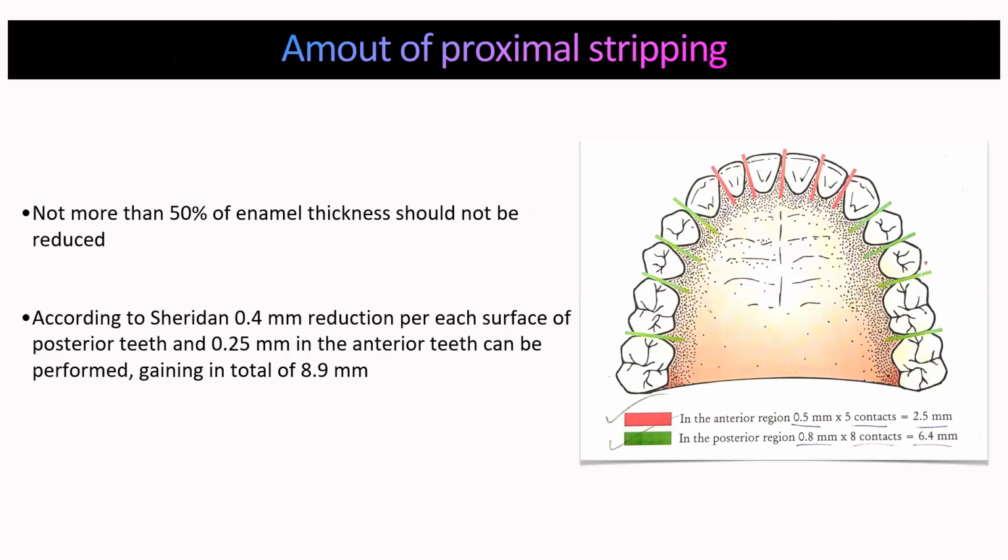So regarding the amount of proximal stripping, not more than 50% of the enamel thickness should be reduced. So according to Sheridan, 0.4 mm reduction per each surface of posterior teeth and 0.25 mm in anterior teeth can be performed. So you all know that in general, the size of the posterior teeth is much bigger than that of anteriors. So definitely there is more room for proximal stripping in posteriors than in anteriors. Okay.